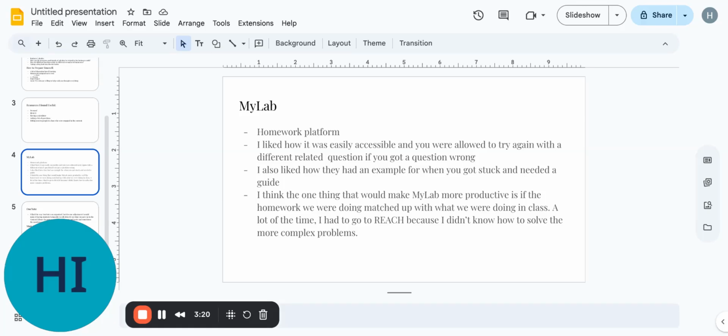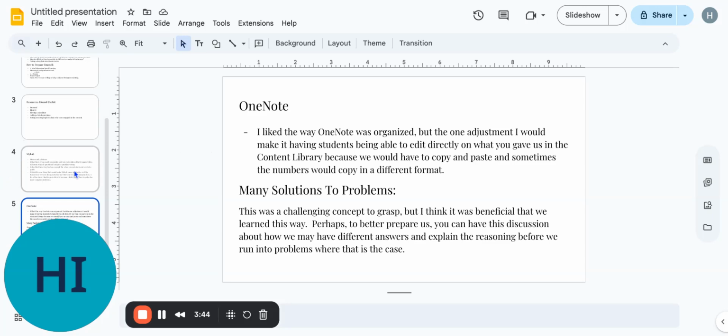But I do think that one thing that could make MyLab more productive is if the homework we were doing matched up with what we were doing in class. Sometimes we would have homework in MyLab that was way more advanced than we were talking about in class, which is why I had to go to Reach all the time because I felt like I wasn't really getting help with those questions in class since a lot of it was discussion based.